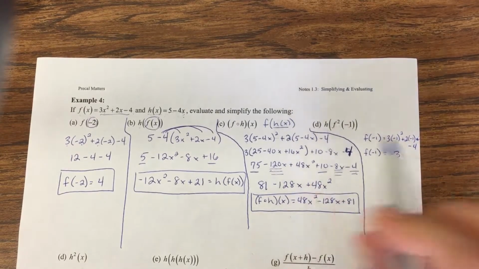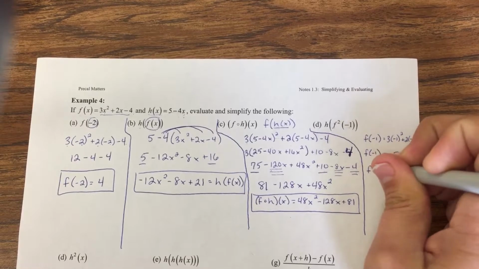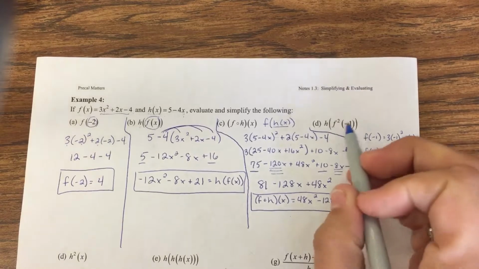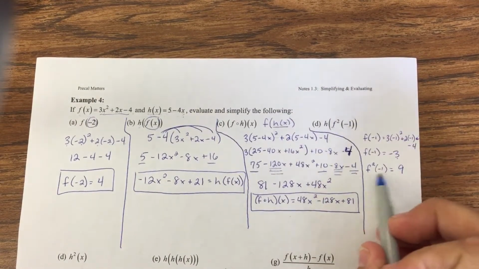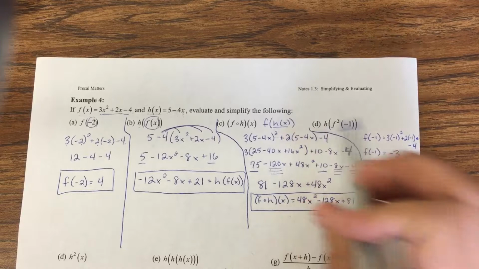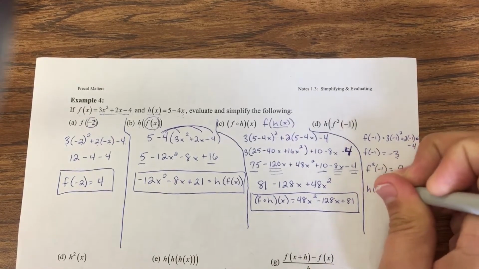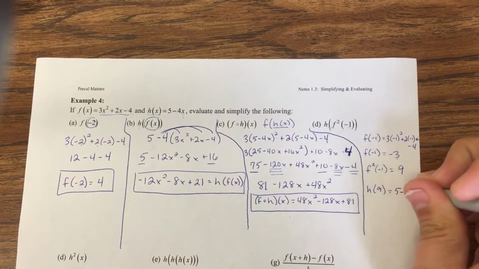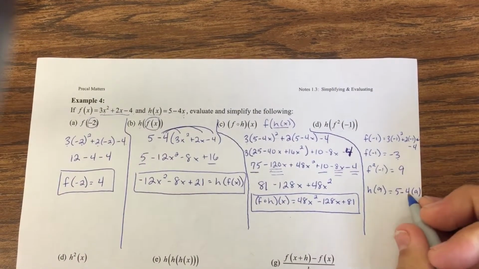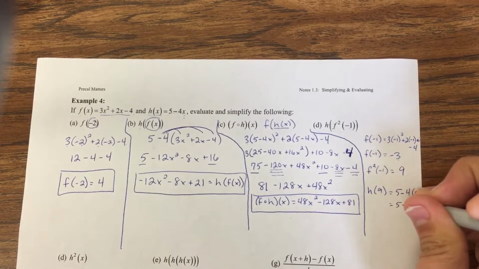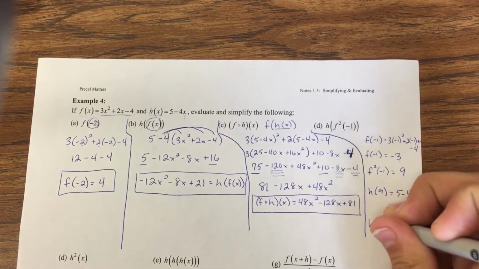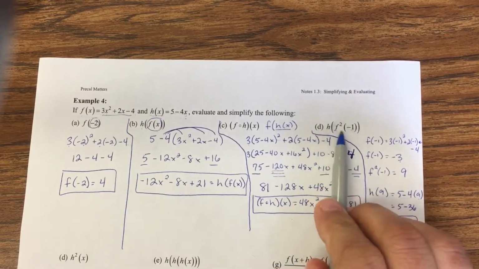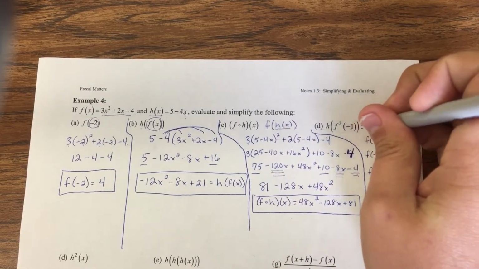Now they want me to square that. So f squared of -1, if I square the -3, I get 9. Okay, well that wasn't so bad. And then this f squared of -1, this 9 that I got, is what they plugged into h. So h of 9 is 5 minus 4 times 9, and 4 times 9 is 36, so this is 5 minus 36, so h of 9 is -31. So h of f squared of -1 would equal -31.